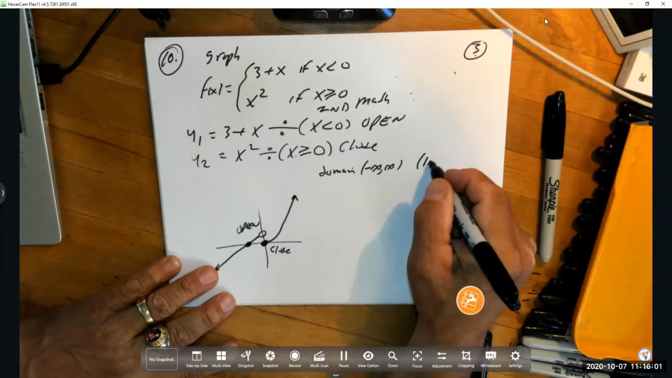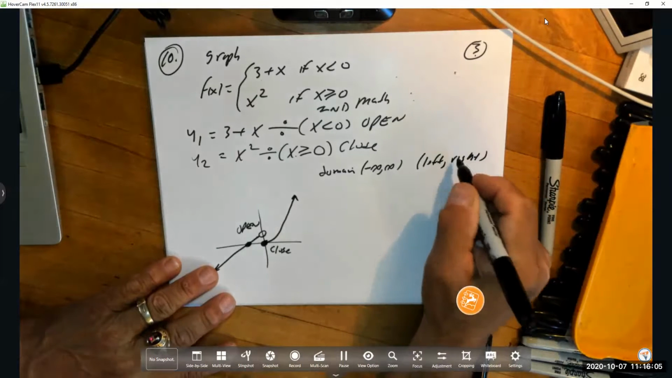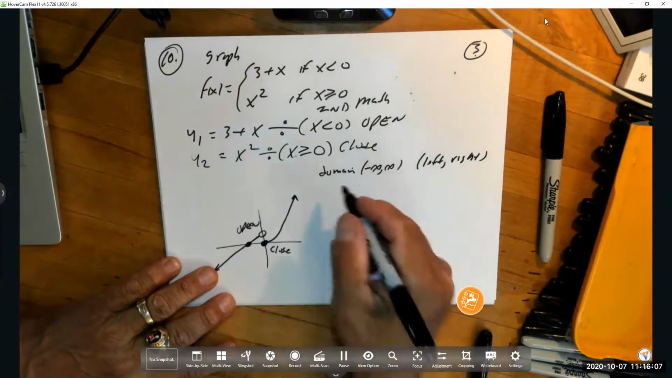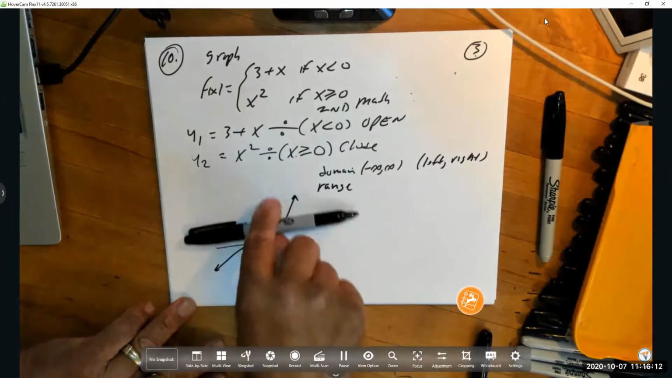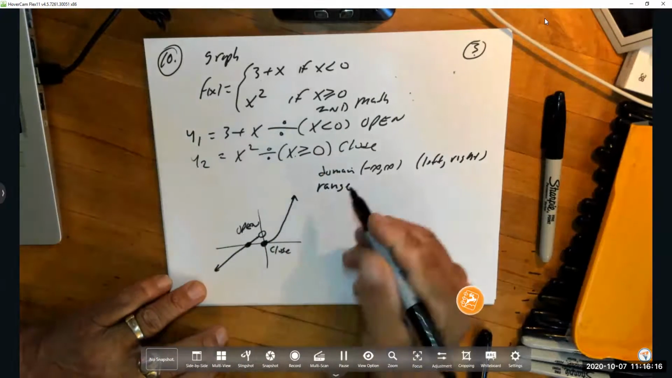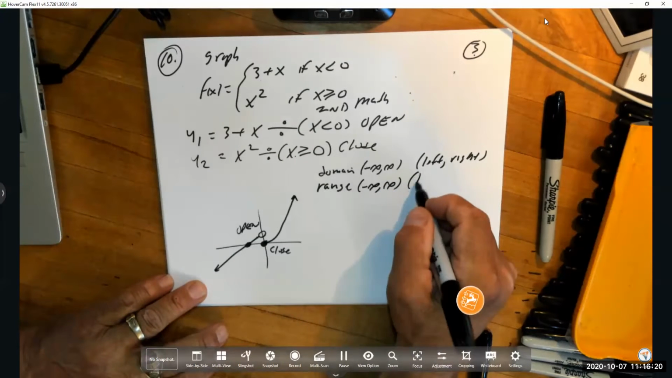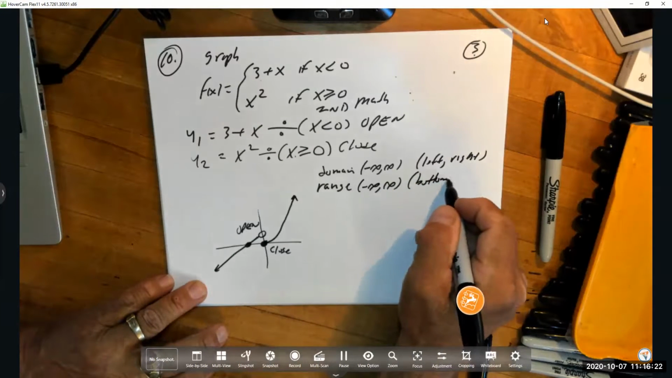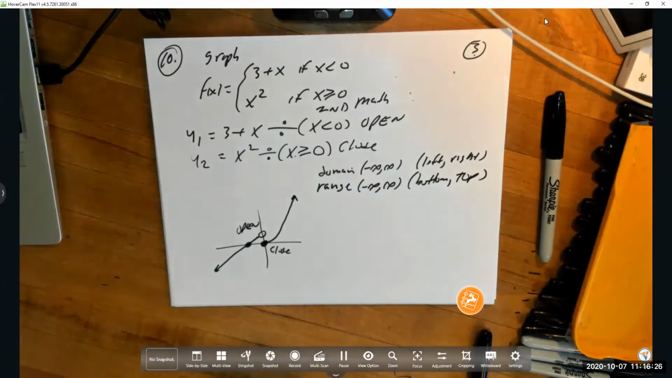So left and right of this graph is going to be what? Negative infinity to infinity. This graph's going to keep going lower, lower, lower. And it's going to go up and up and up. And the range is going to be the same thing, negative infinity to infinity, and this is from the bottom and the top. So now I got domain, I got range.